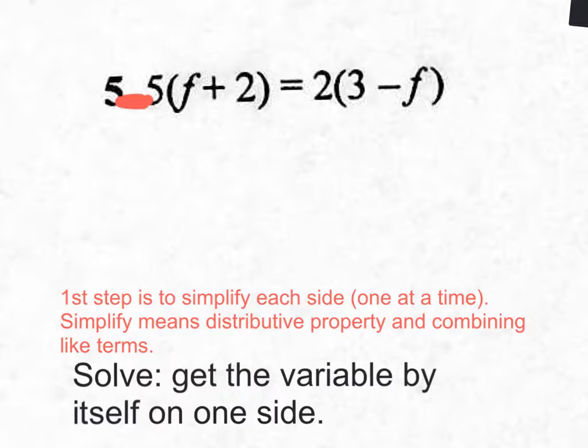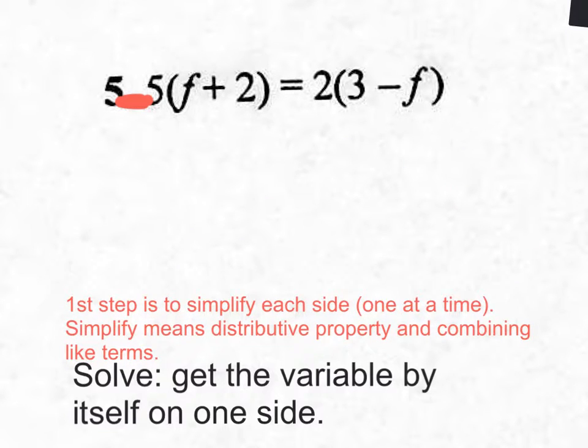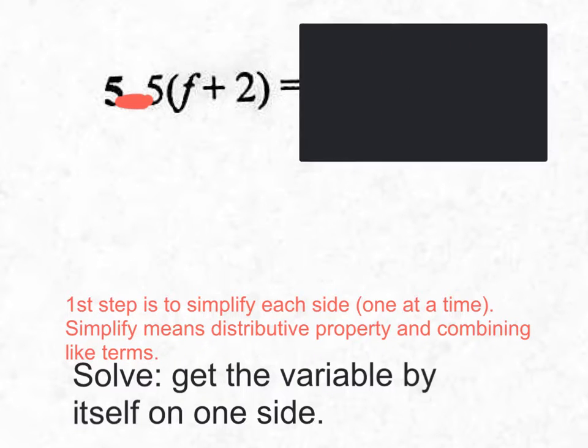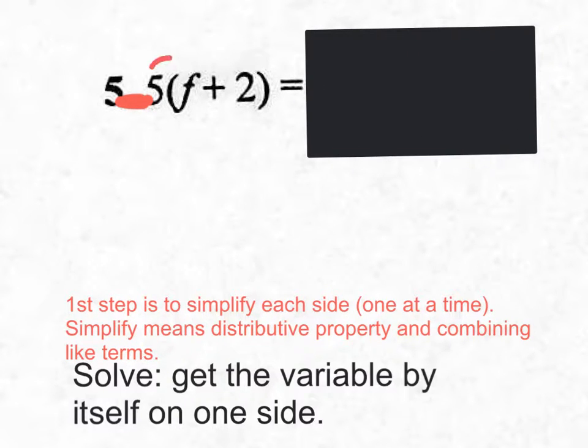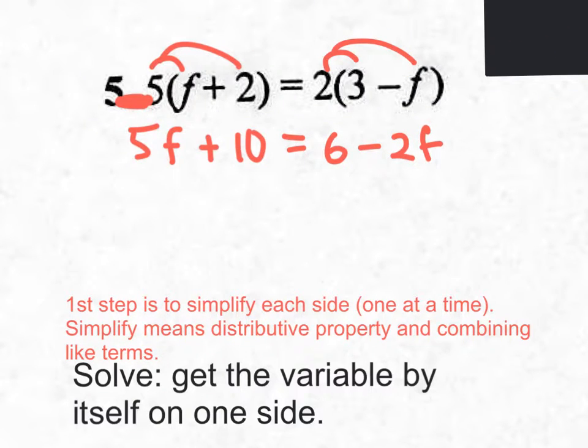So let's distribute. Again, first step is to simplify each side one at a time. That means distributive property and combining like terms if there's any. Sometimes it's already simplified for you. So let's take a look at the left side only. And let's distribute 5 times f. That's 5f. Plus 5 times 2. That's 10. That's all you could do on the left side. So let's cover up the left side now and focus in on the right side, and let's distribute there. 2 times 3, that's 6, and 2 times negative f, that's negative 2f. Bring down the equal sign, and ladies and gentlemen, we have our simplified equation.